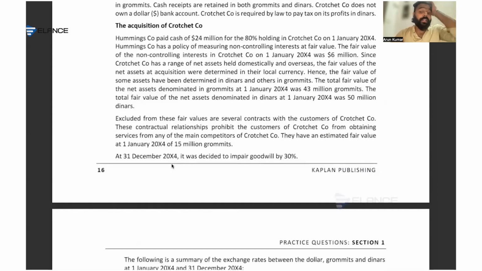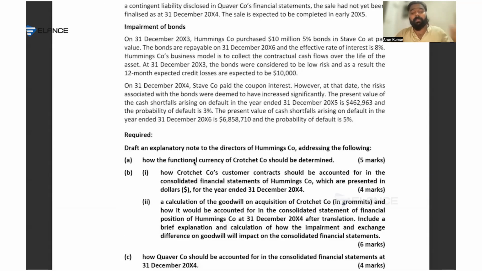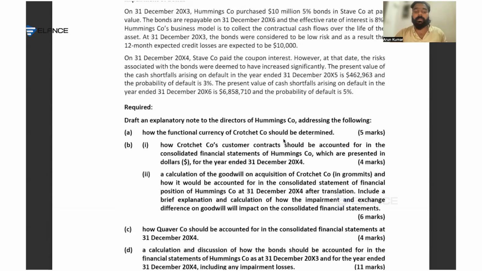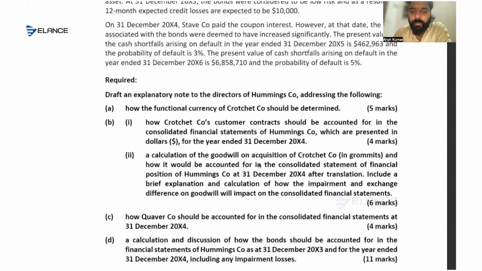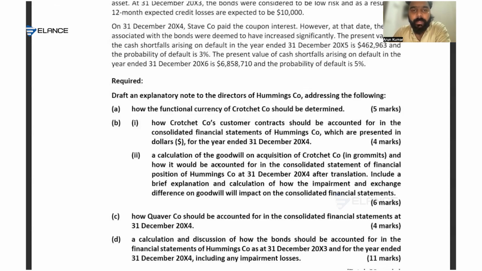If you look at the requirement, it's an overall 30-mark question. The first requirement is how the functional currency of the closed company should be determined. The knowledge is already there with us; we just need to apply it to the scenario. The next one is to identify a fair value adjustment of the subsidiary company's net assets and calculate the goodwill. That is the second requirement of question B. And we need to allocate the impairment and see how these things are accounted. So shall we do that question?